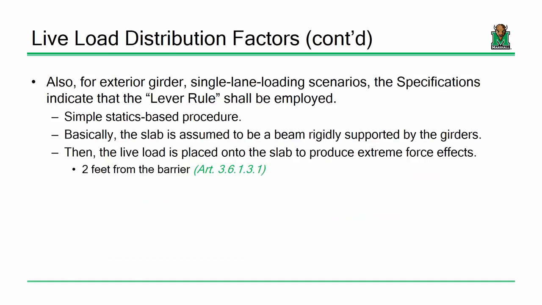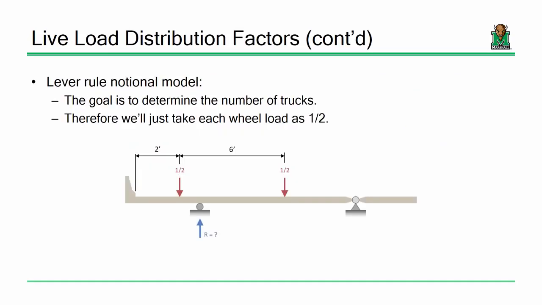All right, so let's talk about that lever rule. So the lever rule is sort of a statics-based procedure to get the distribution factor on a given girder. And here's what happens. So I'm going to skip ahead to the next slide. So let's say you've got a slab. Let's say here's your barrier. Now, this is going to be your exterior girder. This is the girder that's next over. So the distance between here and here, that's your girder spacing, right?